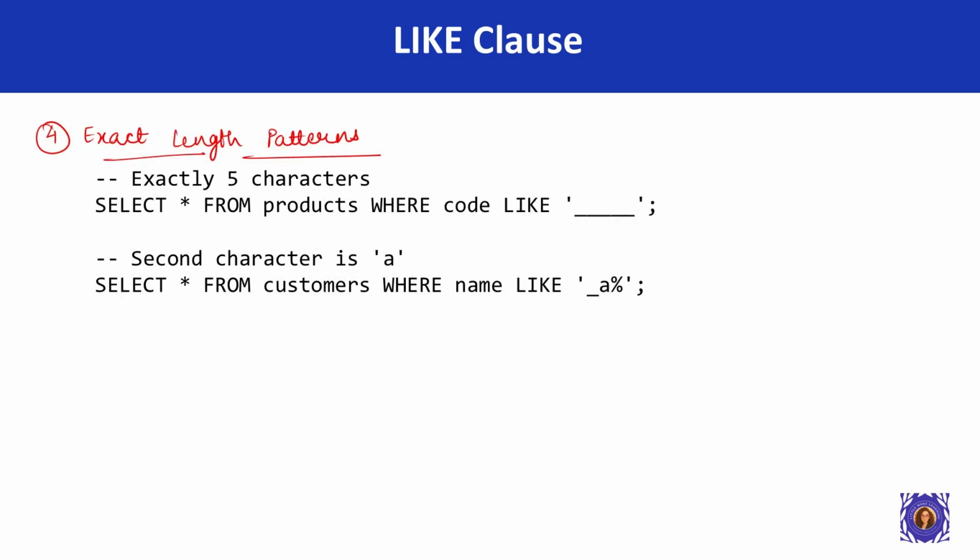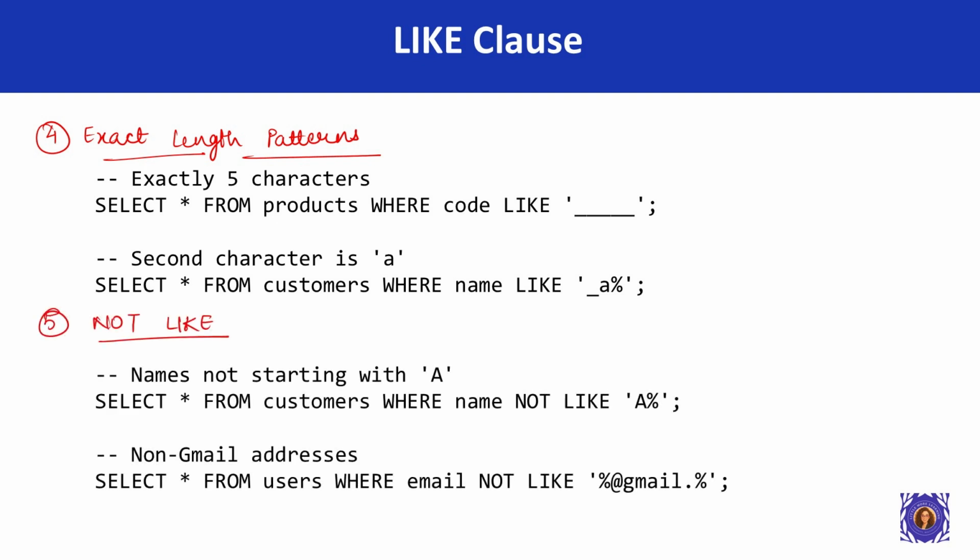The underscore wildcard allows you to match a single character, which is useful for defining patterns of exact length or character position. To find product codes that are exactly 5 characters long, you would use 5 consecutive underscores. Or, if you wanted to find customer names where the second character is a, you'd use an underscore for the first character, followed by a, and then a % symbol for any characters thereafter.